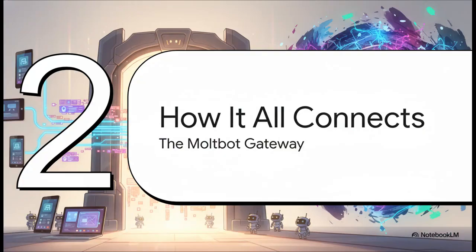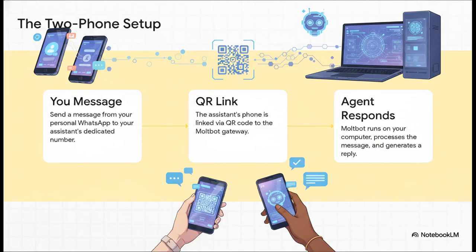Okay, let's unpack that gateway concept a little bit more, because it's really the key to understanding how all this magic actually happens. So this diagram here shows the recommended two-phone setup, and it works like this. You send a message from your personal phone to a dedicated number for your assistant. That message gets picked up by a second phone, which basically just acts as a gateway. It pipes your request directly to the Moltbot software running on your computer. So your own machine, sitting right there on your desk, becomes the brain of the whole operation.